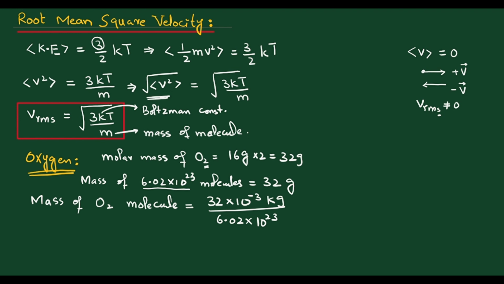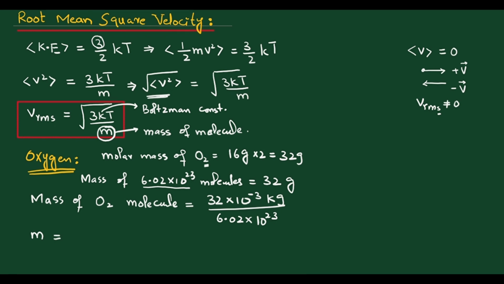Here we will get the mass of the oxygen molecule, which is our small m in the root mean square velocity equation. If we divide 32 by 6.02, we will get 5.3. So 5.3 times 10 raised to power minus 3, and this 23 will be minus 23, which will become minus 26 kilogram, which is the mass of the oxygen molecule in kilogram.